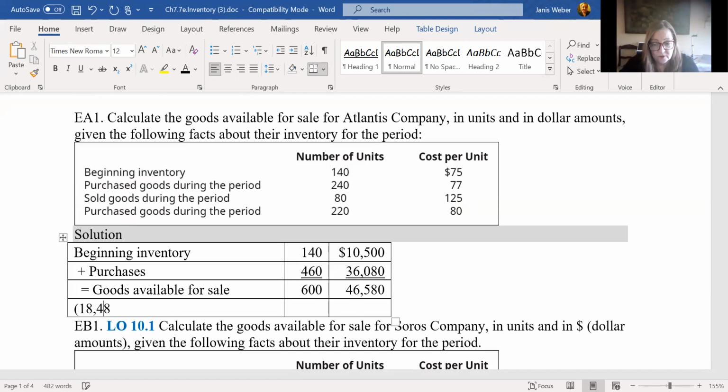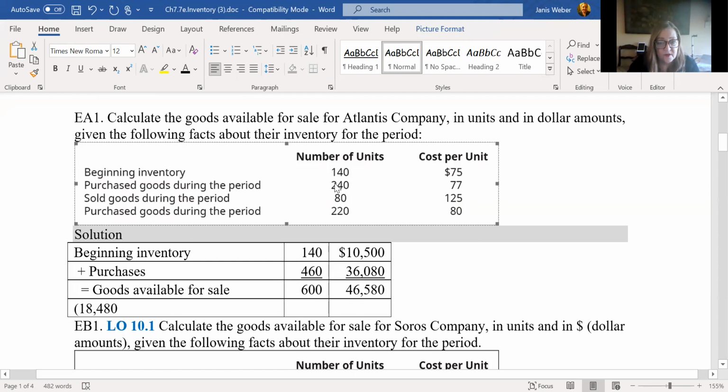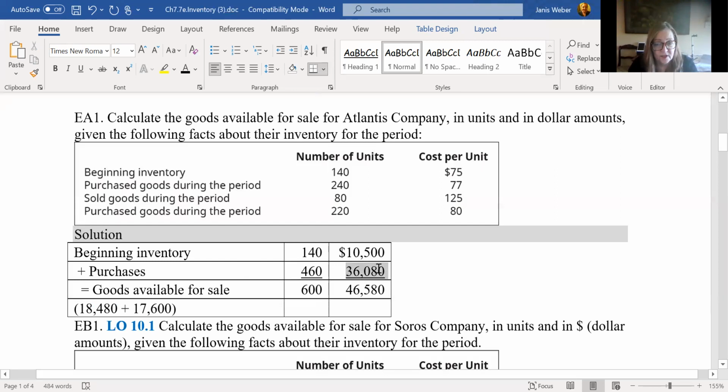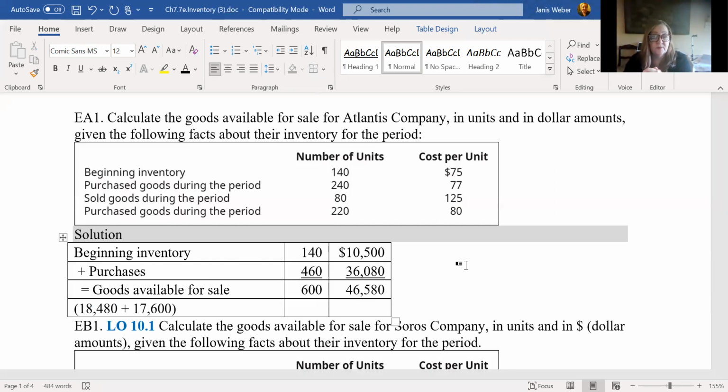18,480 is what I got when I multiplied the 240 units times the 77. And so 18,480 plus the total of 220 times 80, which is 17,600. When you add those two together, you come up with this 36,080. That's where that one's coming from. And so if you know how much the beginning was, it's 10,500, and you know how much the purchases cost, 36,080, then that means you know what goods available are. So 46,580 is the goods available.